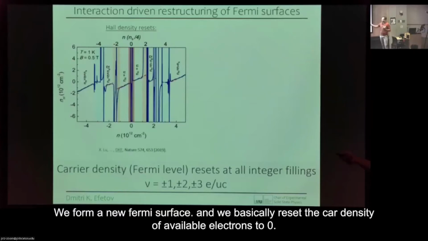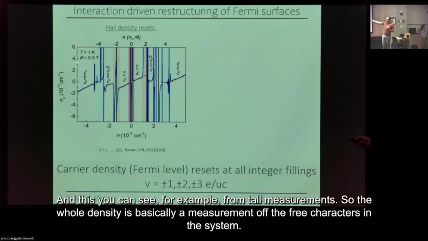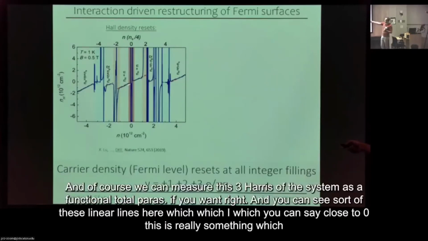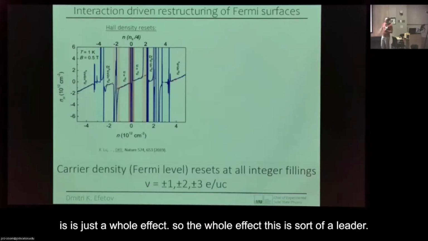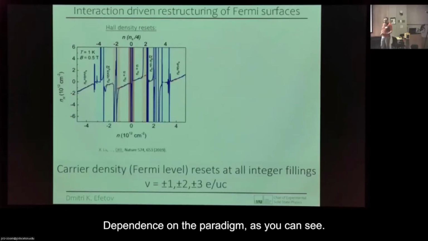And this you can see, for example, from these Hall measurements. So a Hall density is basically a measurement of the free carriers in the system. And of course, we can measure the free carriers of the system as a function of the total carriers, right? And you can see these linear lines here, which you can fit close to 0. This is really just the Hall effect. So the Hall effect gives you a linear dependence of the carrier density to the nominal density here.